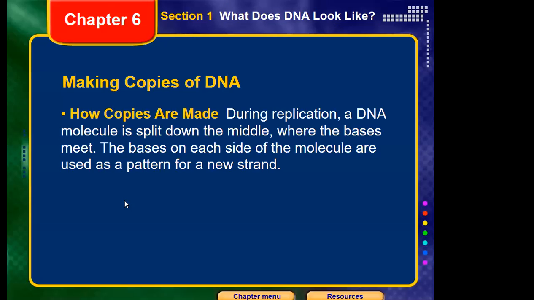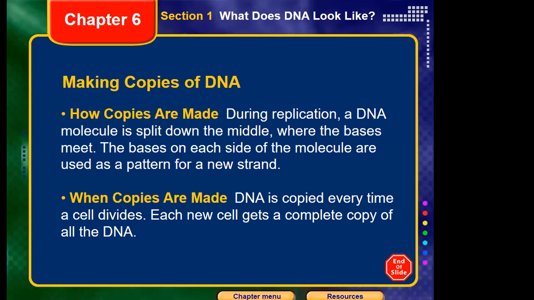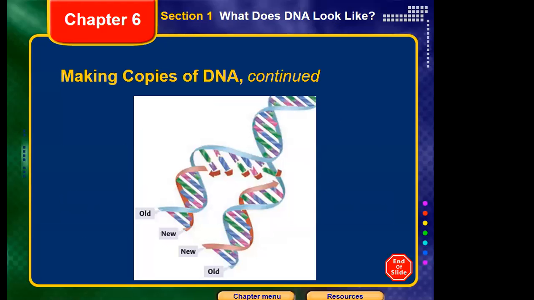So here we said that during replication, the DNA molecule is split down the middle where the bases meet, and the bases on each side are going to be used as a pattern, or a template, with which we are going to make a new complementary strand. Look with me. You can see this, guys. What happens? The DNA was already a helix. That means the nitrogen bases were already connected to each other. Is it clear?